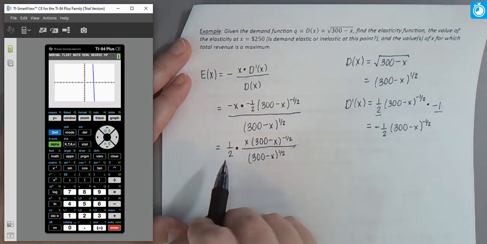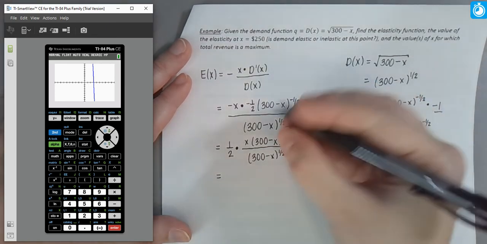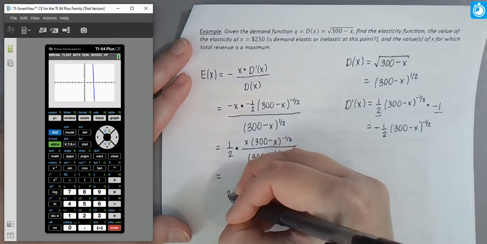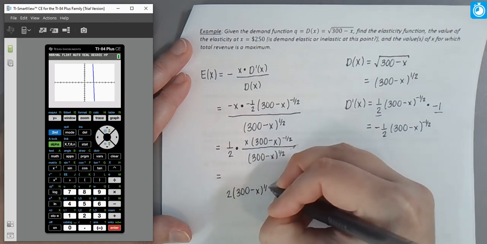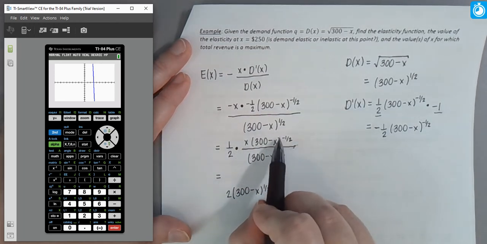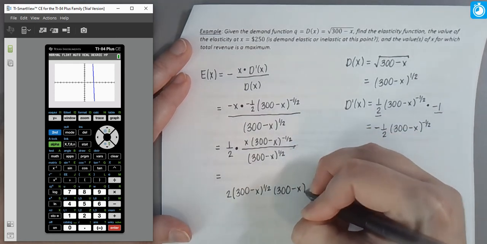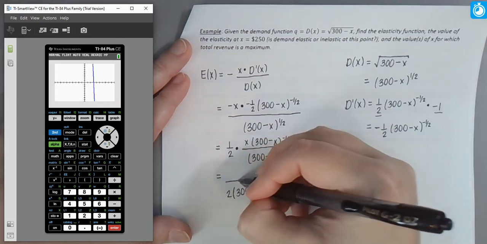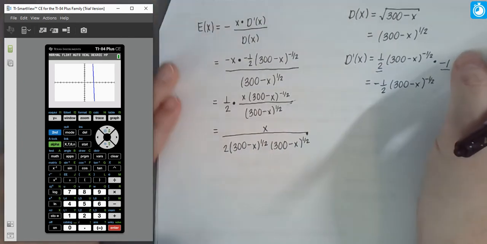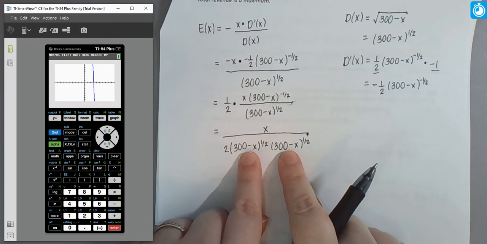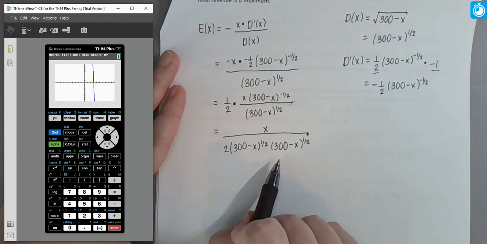So we have 1 times x, and I can go ahead and move that 2 into the denominator as well, and then I'll just have one fraction. So I'm going to write the denominator first because it's a little bit larger. So 2 times 300 minus x raised to the 1/2, that was already there. And then this one, apply that negative exponent, which flips everything and moves it to the denominator. So 300 minus x also raised to the 1/2. And then we have an x in the numerator. Okay, so notice we have two things that are alike. We have a 300 minus x raised to the 1/2, and then we have another one, same kind of thing.